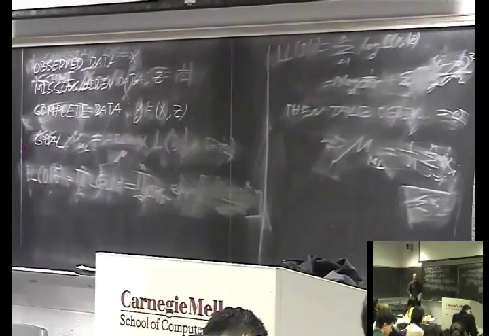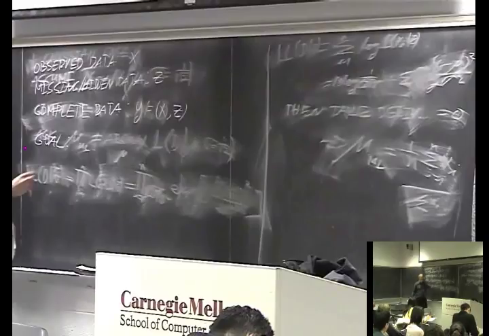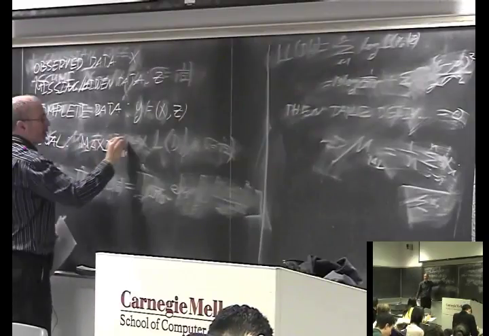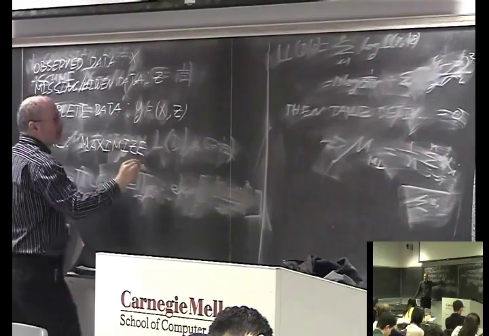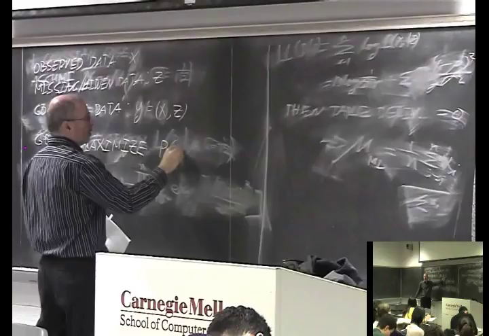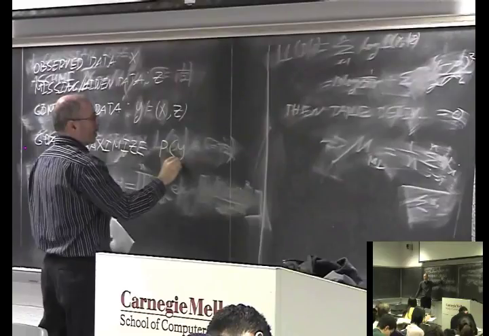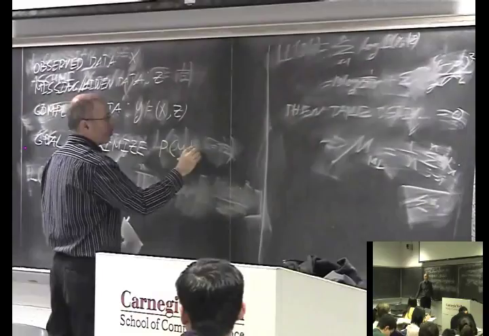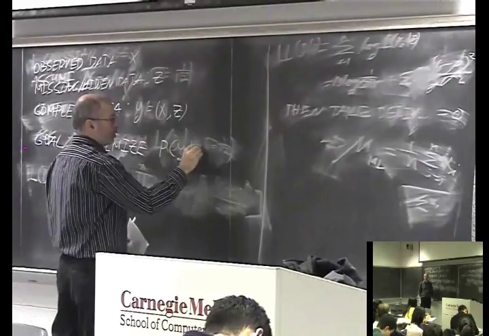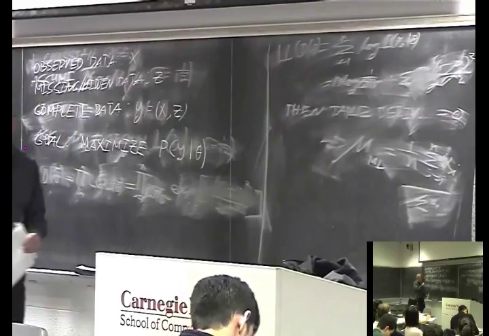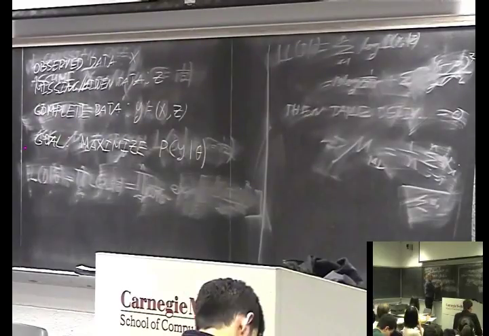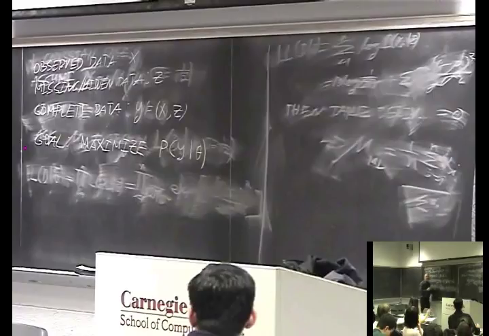Now our problem starts with the fact that Y consists of an observed part and an unobserved part, and we don't know what the unobserved part is. If we knew the observed part, it would be trivial. The unobserved part, the hidden part, we don't know what it is. So first of all, I'm going to switch from maximizing the likelihood to maximizing the log likelihood.